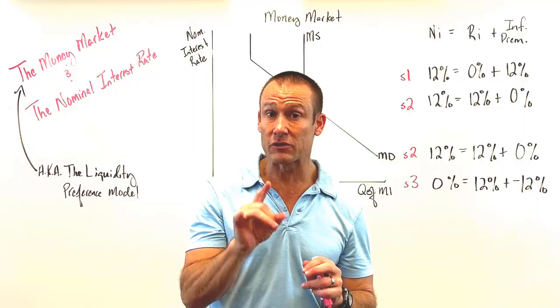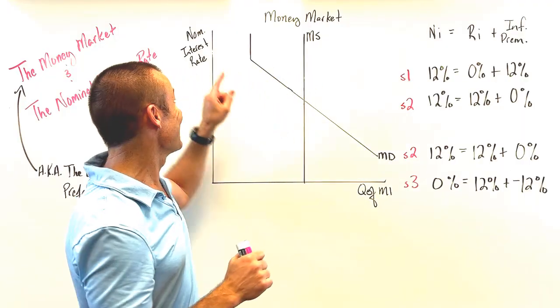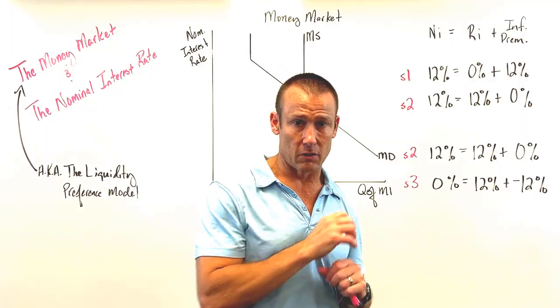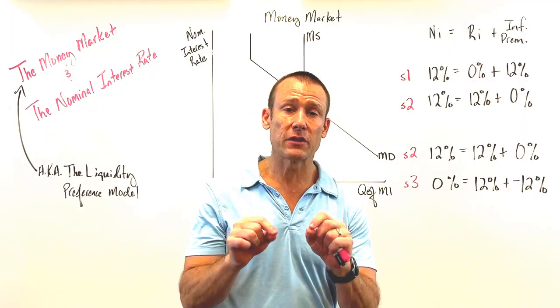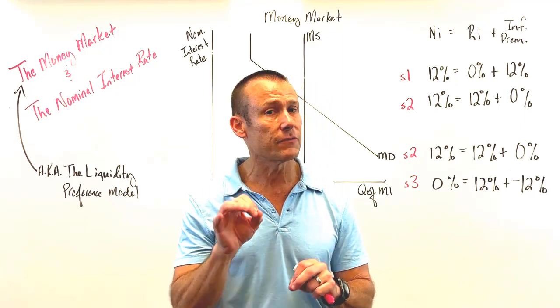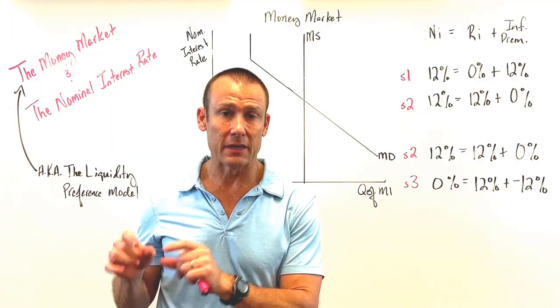Now, the interesting thing is the money market has the nominal interest rate on it and the loanable funds market has the real interest rate on it, okay? And this video, again, is about why the money market has the nominal interest rate. I'll have a different video on why the loanable funds market has the real interest rate.